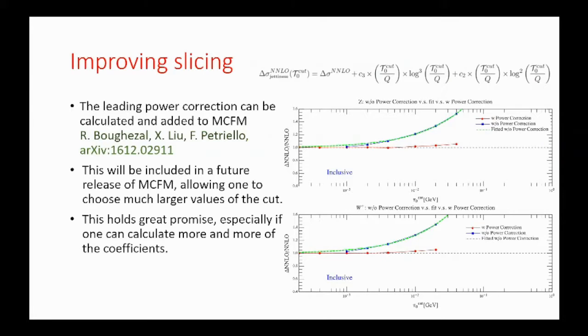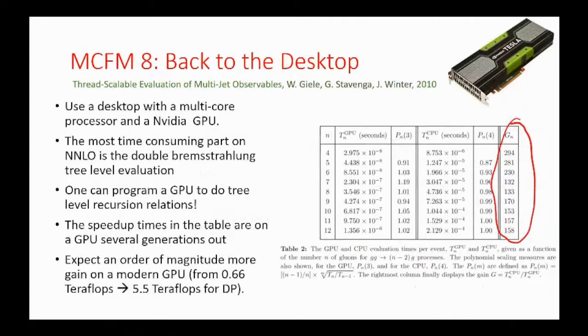And choosing the slicing cut much larger means much faster. You don't need that many events, so your evaluation time will speed up considerably. So this particular method holds great promise, because you cannot only calculate this first term, you can start to calculate the second term, the third term, and in principle, you can calculate the exact phase space integration up to a certain cut in a truncated series, and in that case, you can use this cut as large as you want, and then there are really no problems anymore with the slicing method.